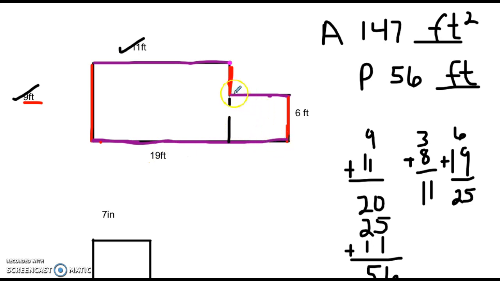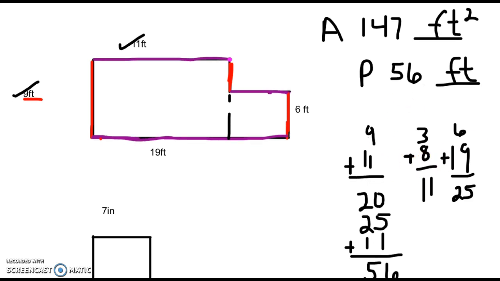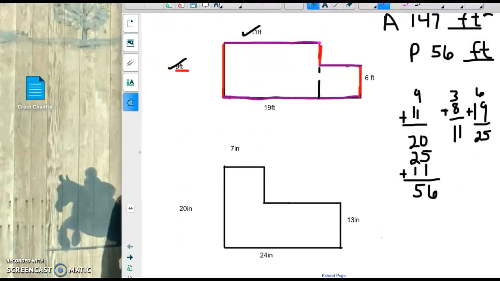Once I did that, I broke this up into 2 different shapes, and I found the area of both and added them together to get 147 feet squared. And then the last thing I did was add up all of the measurements on the outside to get the perimeter. Hopefully this helped you with figuring out irregular shapes. You will have a few practice problems, and I'll show you what those look like.